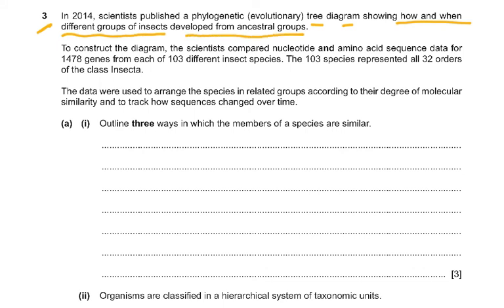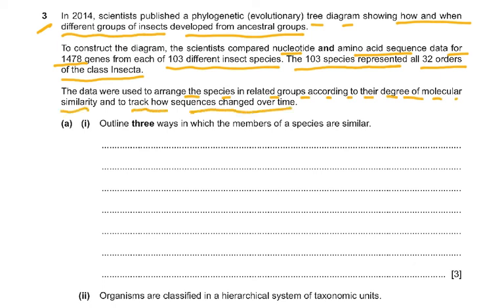To construct the diagram, the scientists compared nucleotide and amino acid sequence data for 1478 genes from each of 103 different insect species. The 103 species represented all 32 orders of the class Insecta. The data were used to arrange the species in related groups according to their degree of molecular similarity and to track how sequences changed over time.